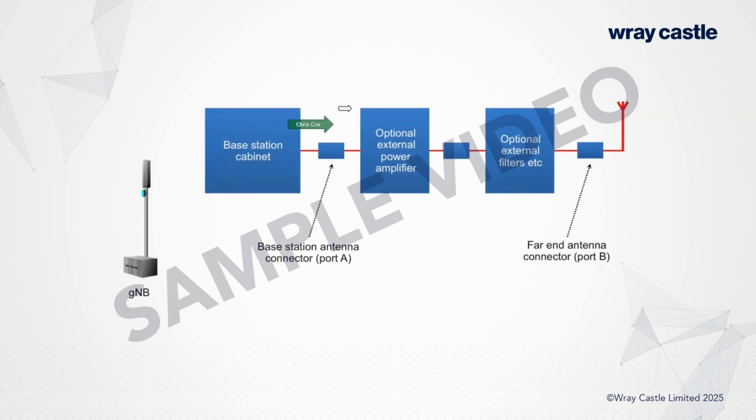There might, however, be a situation in which we have external components to the base station. For example, a tower top amplifier comprising an external amplifier, external filters, and so on. We might wish to measure the base station's transmitted power at the far end of those components.